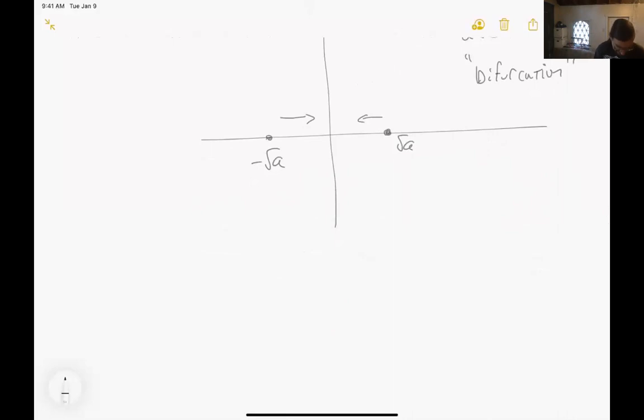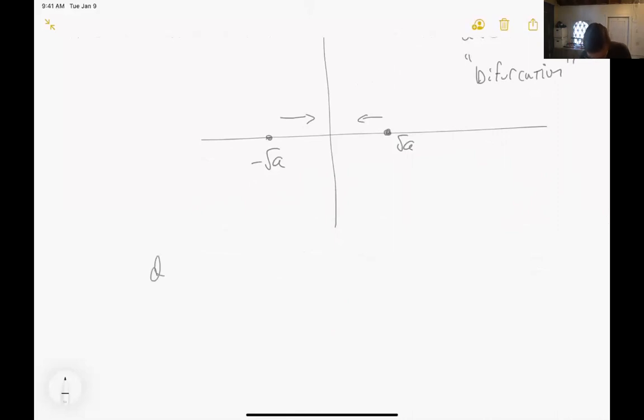They say linearize the system at each equilibrium point and determine the behavior of the solutions near the equilibrium points. So we only have equilibrium points if a is greater than or equal to zero. So we'll just go ahead and assume that a is greater than or equal to zero, and think about what happens. What does the system look like around each of those points?